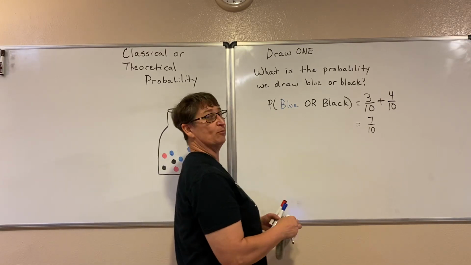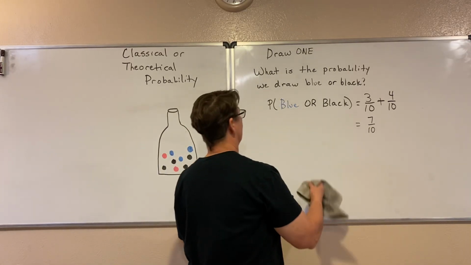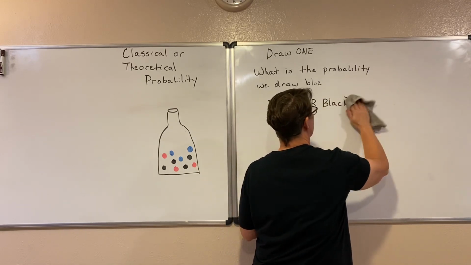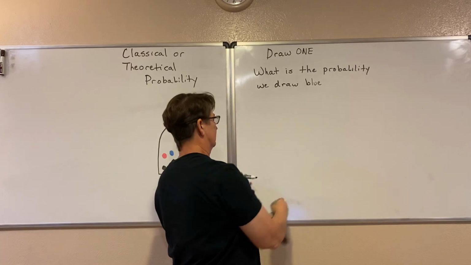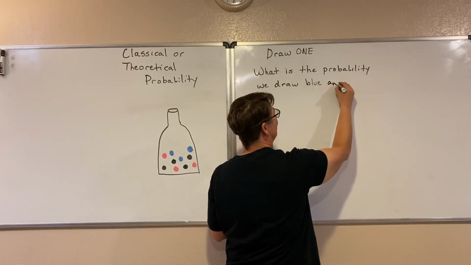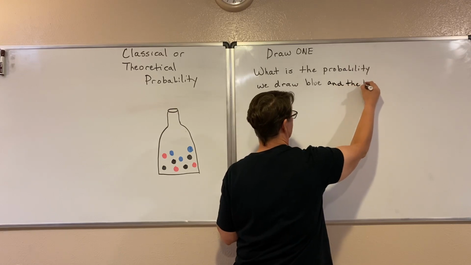All right, let's do one more with one draw. And let's make this, instead of a blue or a black, let's say, what's the probability we draw a blue and then a black?